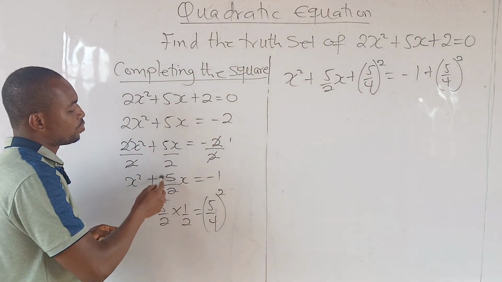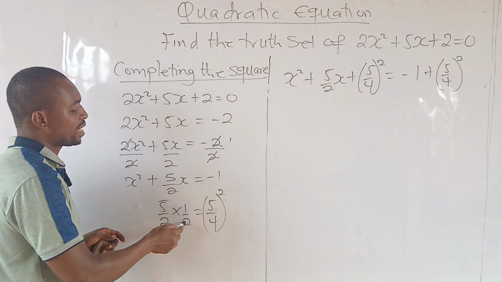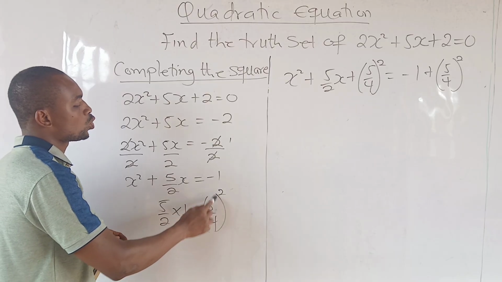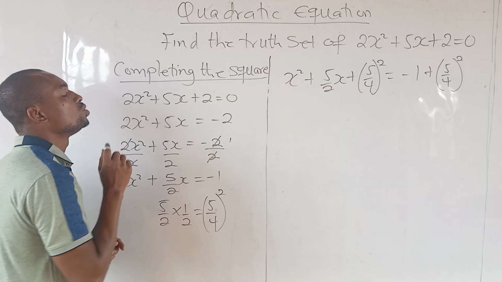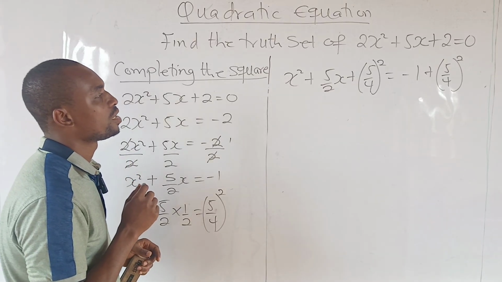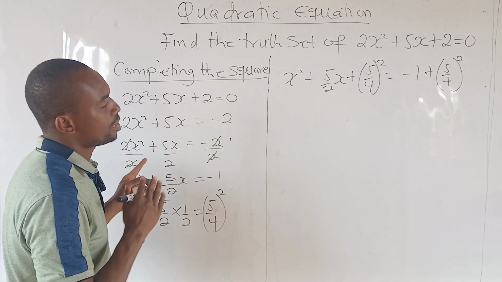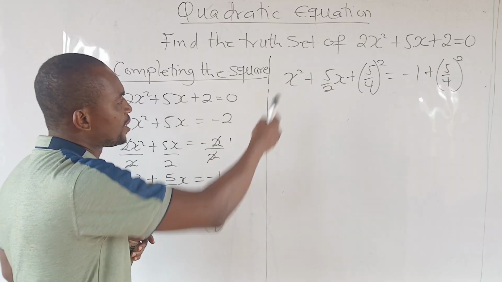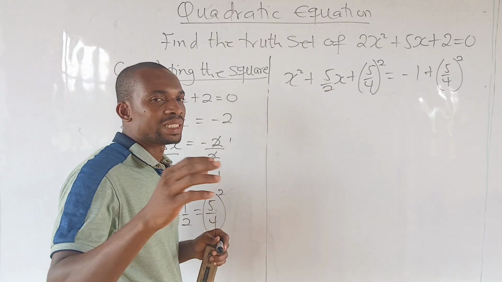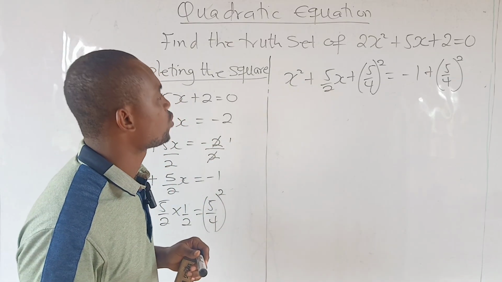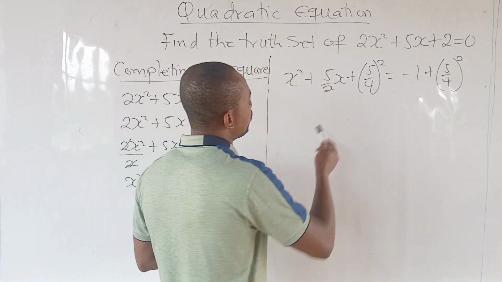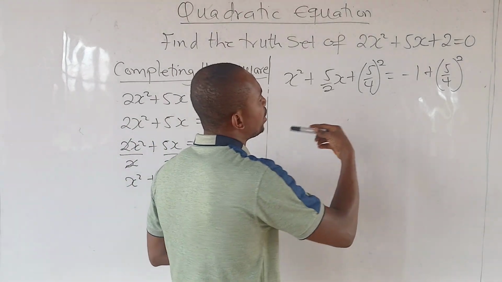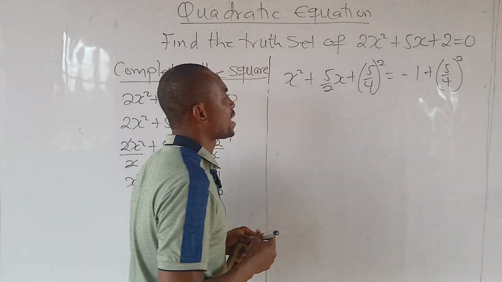So you multiply the coefficient of the x by half, then you square the result, then after that you add it back to the equation here on both the left and right hand side as we have it here. Now the next step, what you are going to do is that here you form a perfect square and you solve the right hand side.